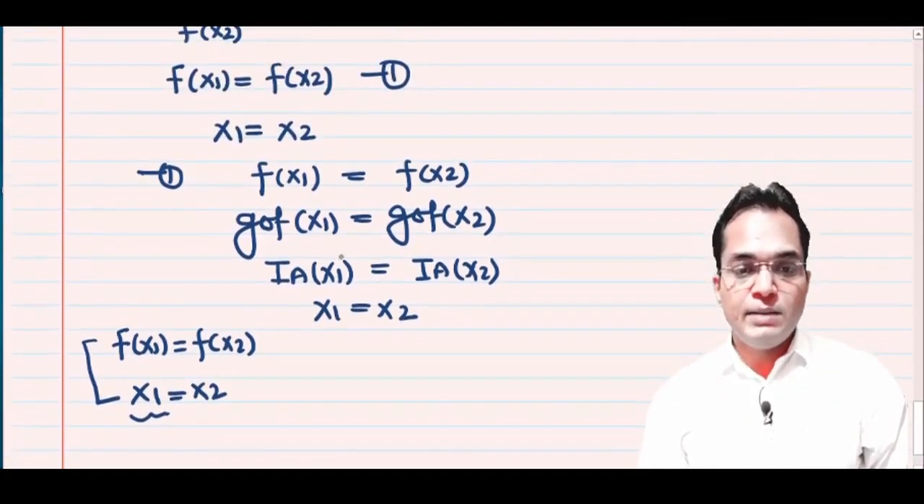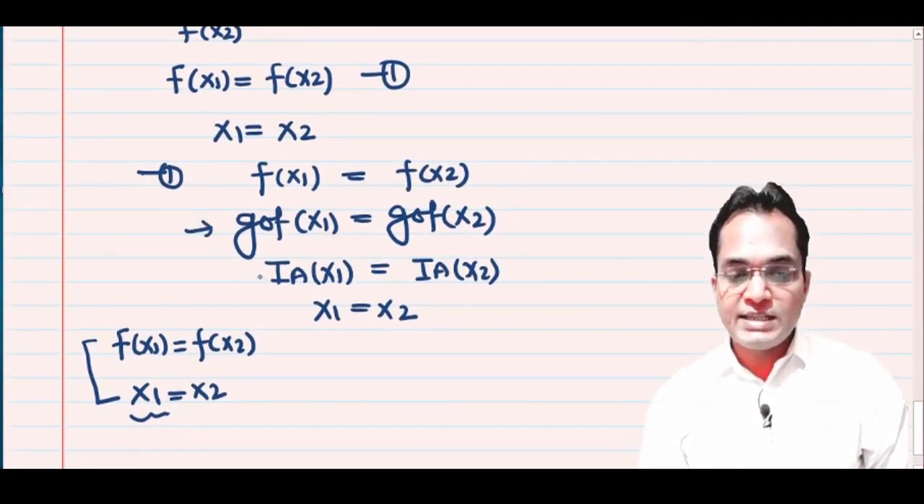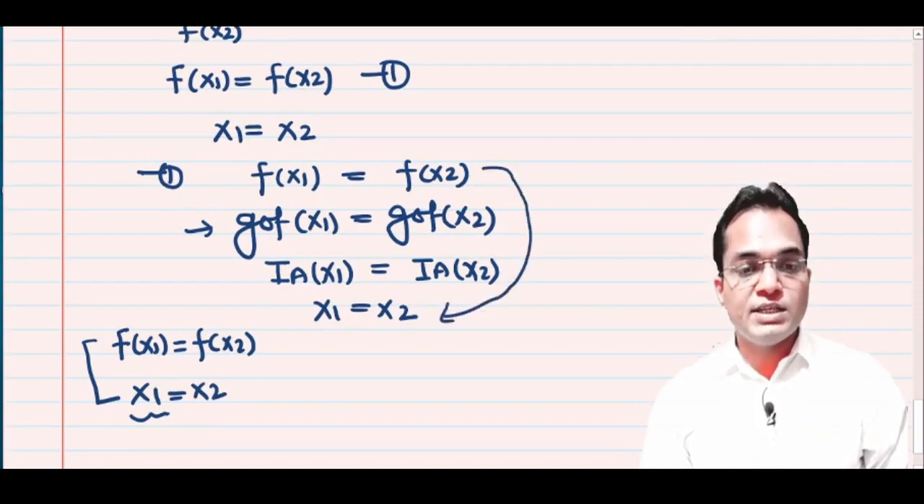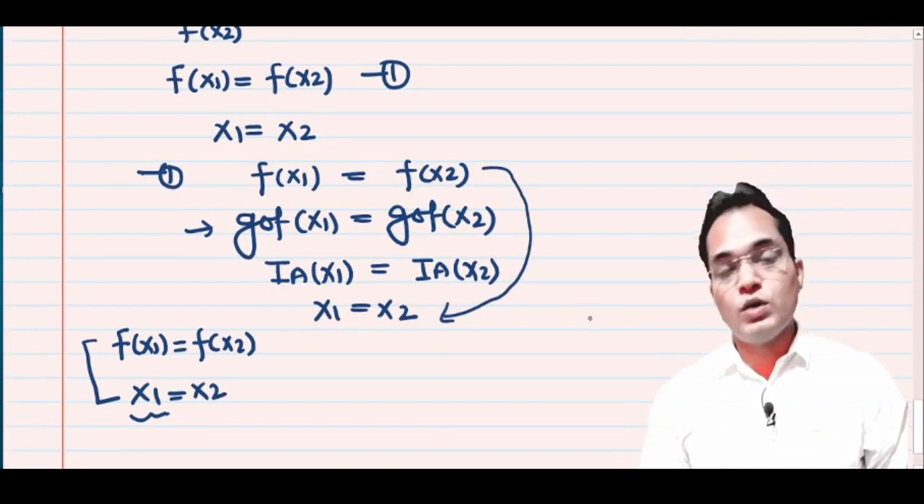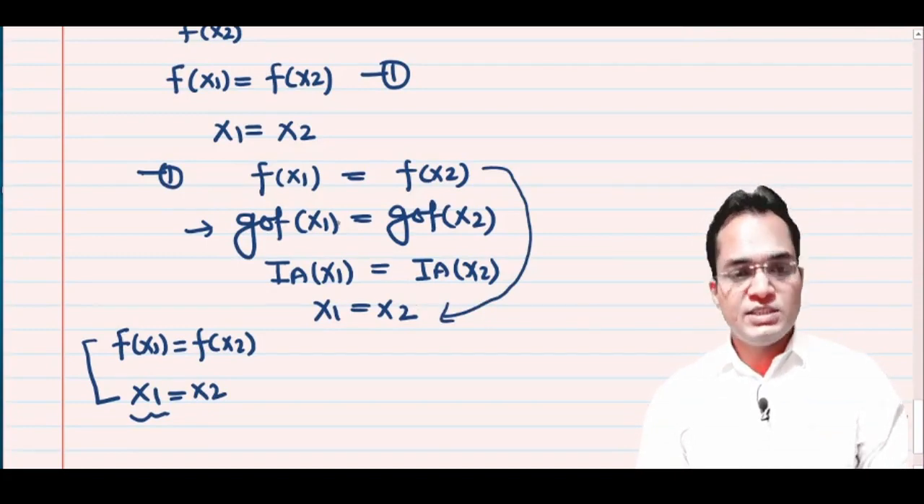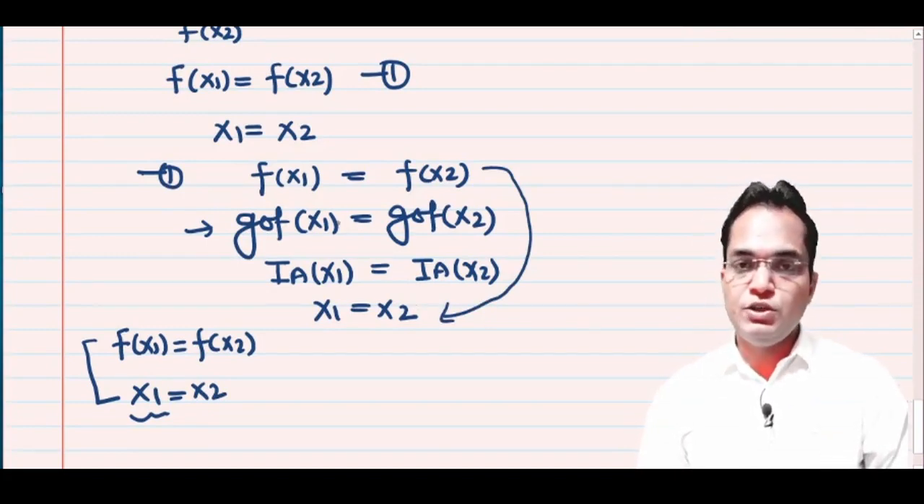Check it. We solved this using g of f, it is the identity function, and from this we are here. That's why we can say the function f is a 1-1 function. Just like f, you can prove it with g also.